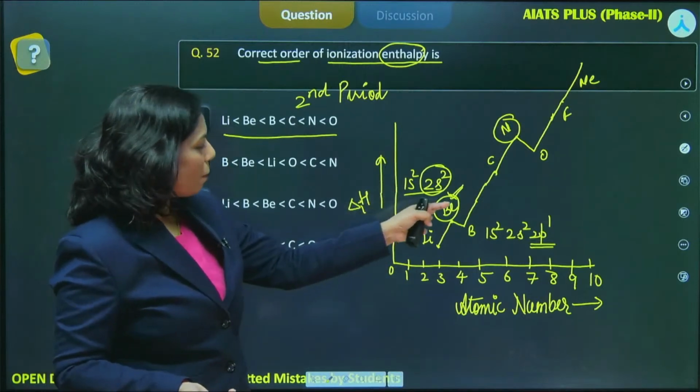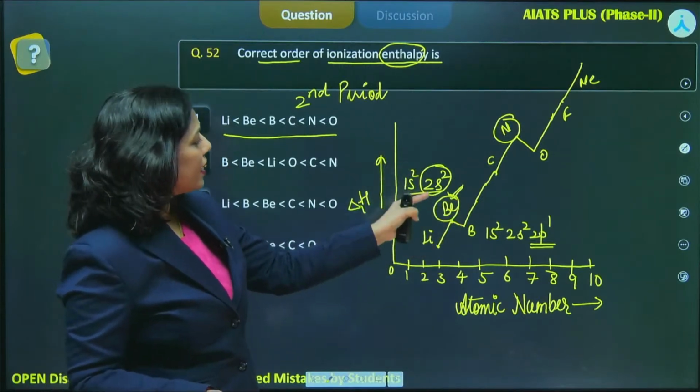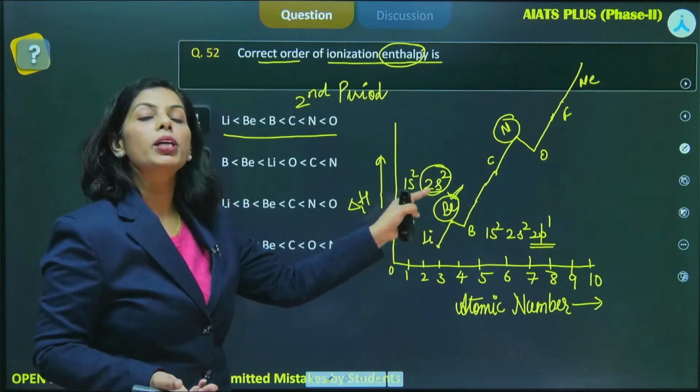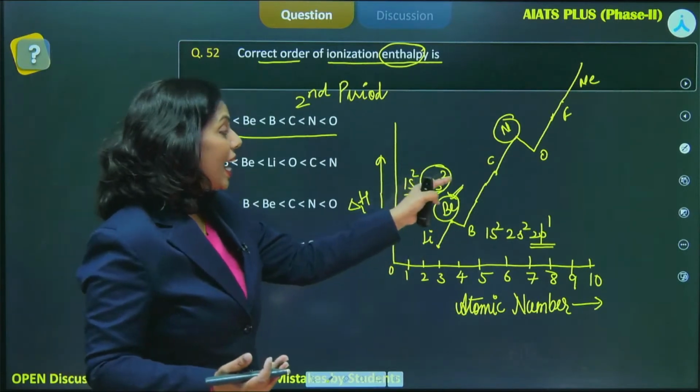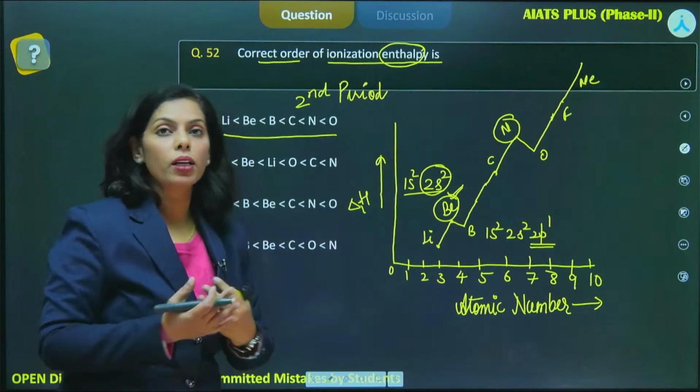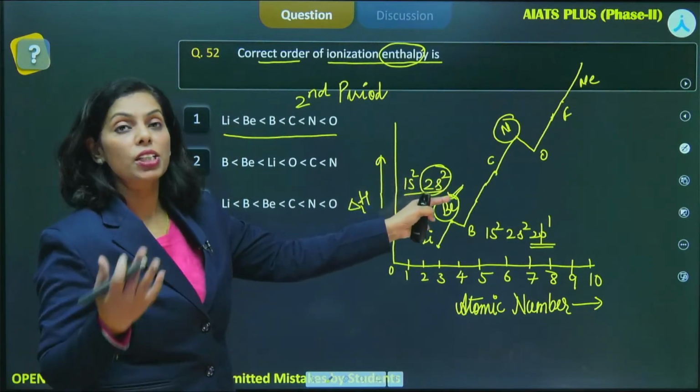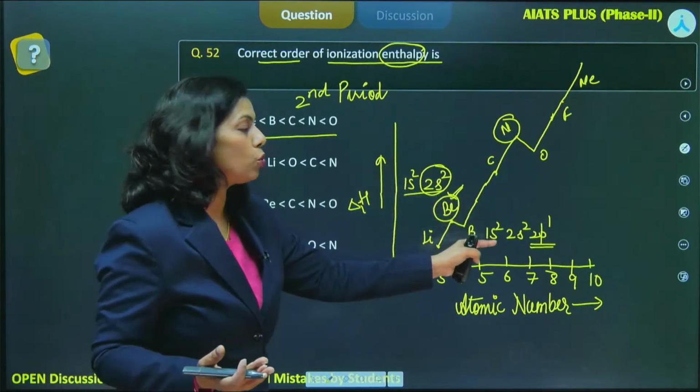Okay, so beryllium, if I'm talking, 1s2, 2s2 is the configuration. Because of the shielding effect of the s subshell, you need to provide more energy. And first ionization enthalpy for beryllium is more as compared to boron, right?